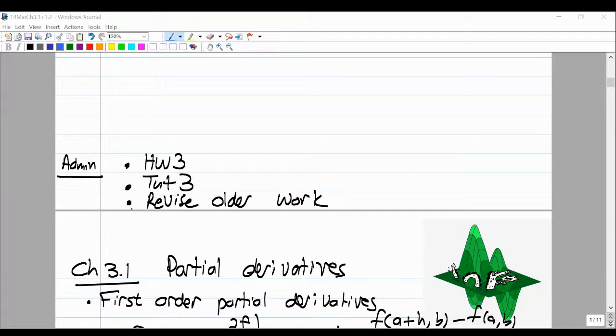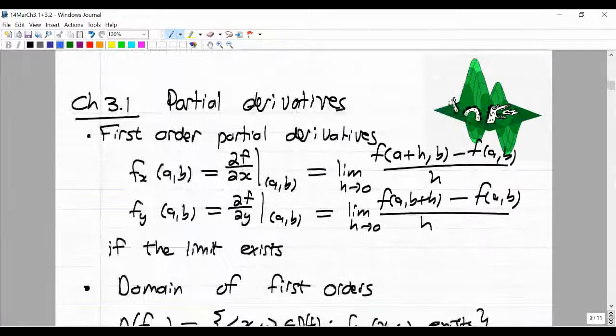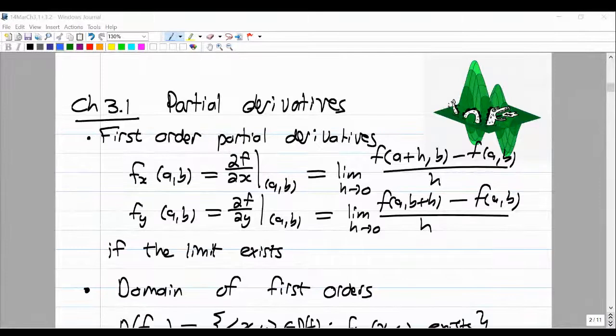Alrighty, so without any further ado, let's get to chapter 3 work. Let's talk about partial derivatives. Now, the first thing we need to talk about is first order partial derivatives. We have two of them, f partial x and f partial y. So f partial x at the point (a, b) is also notated by the partial symbol f partial x, vertical line (a, b), and it's defined as the limit as h goes to 0 of [f(a + h, b) minus f(a, b)] over h.